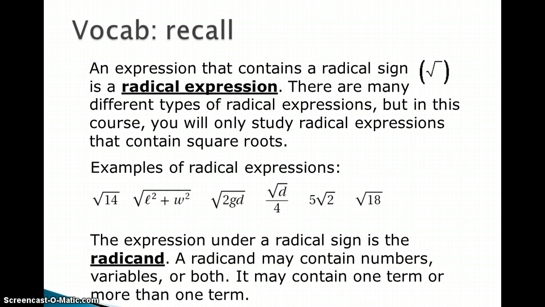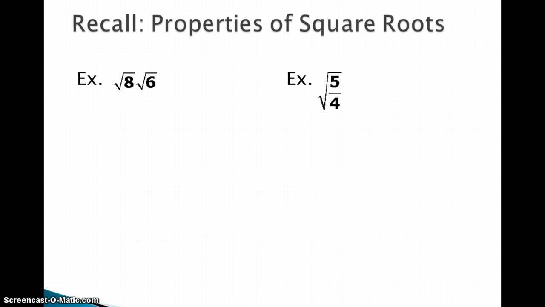The expression under the radical sign is called the radicand. A radicand may contain numbers, variables, or both. It may contain one term or more than one. Now let's look at a few examples.